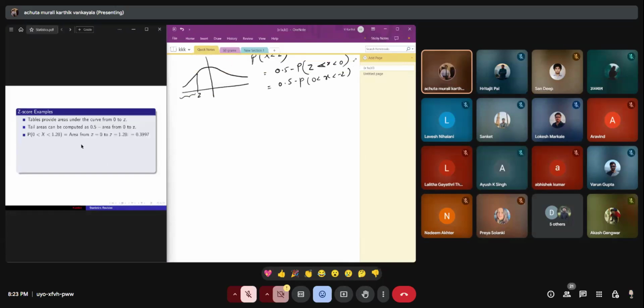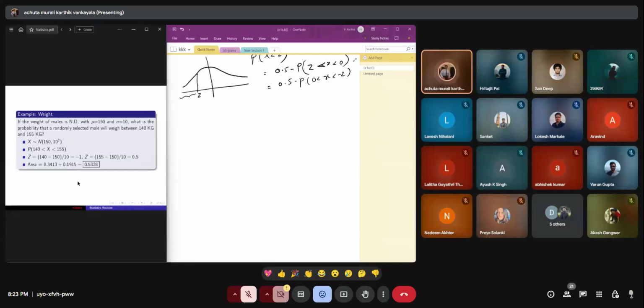For example, you want 0 less than x less than 1.28, then the area will be from the table. You can look it up in any of the standard tables. It will be the same. Supposing this x follows a standard normal distribution, if it is x less than minus 1.28, then you will do 0.5 minus this. If it is 0 less than x less than 0.87, then you can just look it up. If it is minus 0.87 less than x less than 0, then also it would be the same, because probability is symmetric.